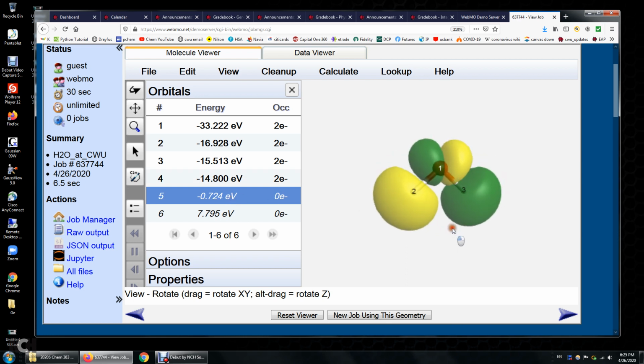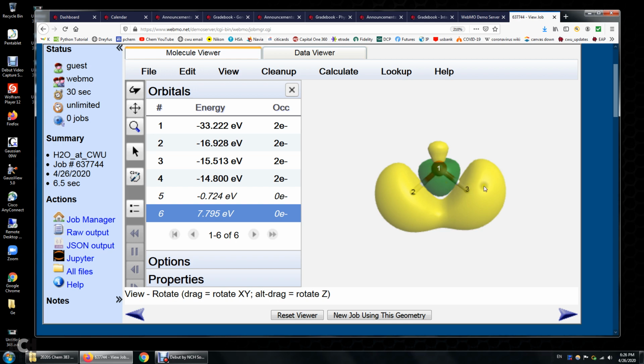Now we are looking at the LUMO, an anti-bonding MO. You have this 2p orbital on this oxygen, and you have this node here between this oxygen and the hydrogen on the left. There's another node here. So this is an antibonding MO.